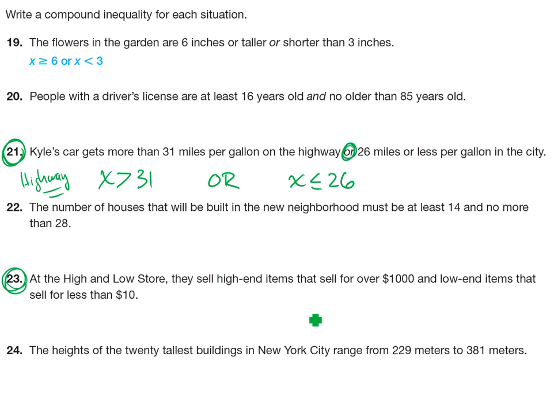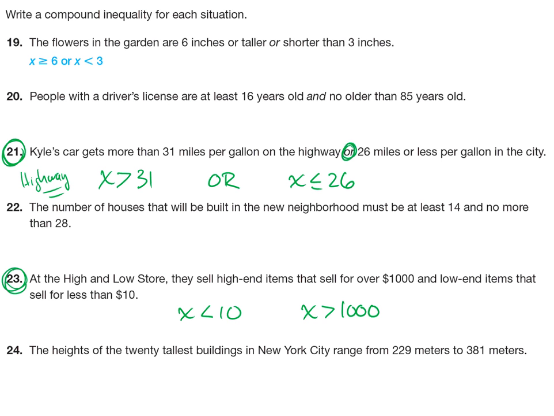So this is interesting. One of the things they can have is they can have items that are more than $1,000, except I need a zero, a 1 in front of that. So the items can be more than $1,000. And then the other part of that is that, and low-end items that sell for less than $10. So we've got some items that sell for less than $10.